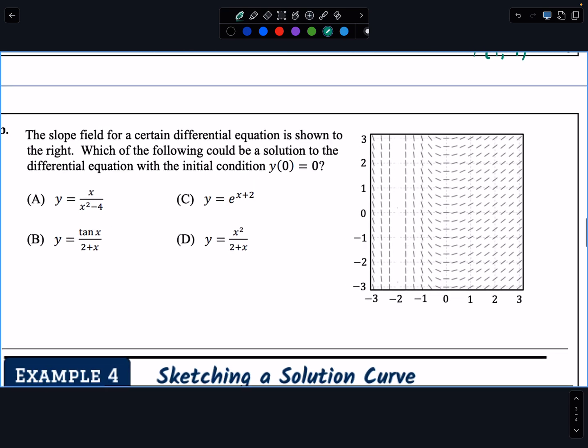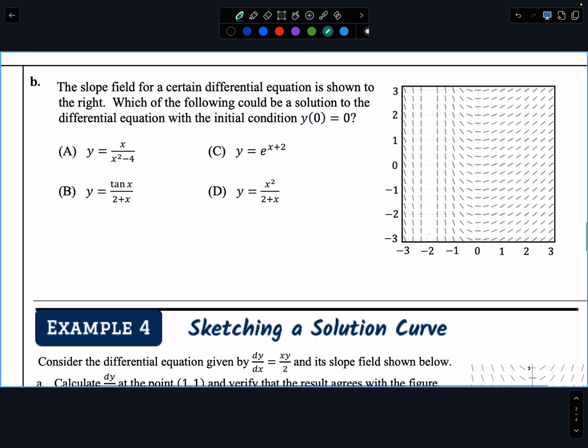All right, so let's look at B. The slope field for a certain differential equation is shown to the right. Which of the following could be a solution to the equation with the initial condition y of 0 is equal to 0?